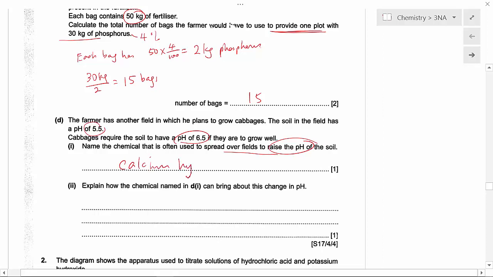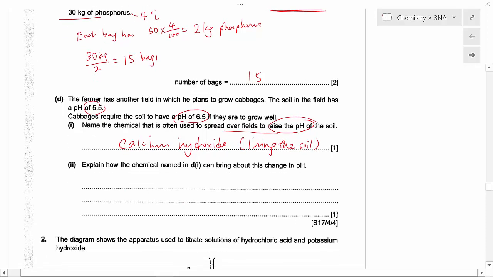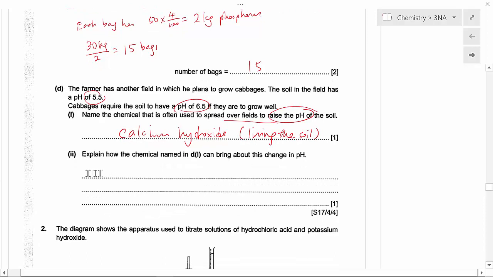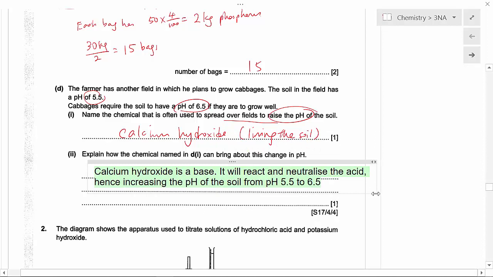hydroxide. This is the recall question. Another name given is liming the soil, which is adding calcium hydroxide. Explain how the chemical named in D1 can bring about this change in pH. So what's so special about calcium hydroxide? Calcium hydroxide is a base. It will react and neutralize acid, because acid and base react to form salt and water only. The salt formed is neutral, so therefore when the acid is reacted, the pH actually increases.